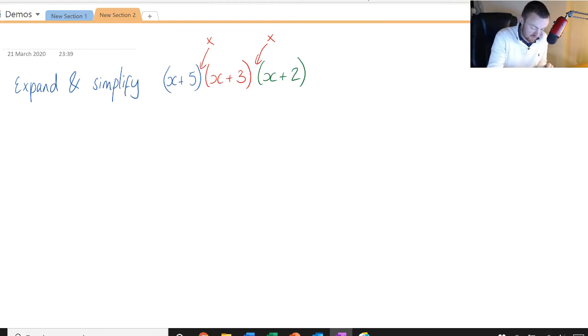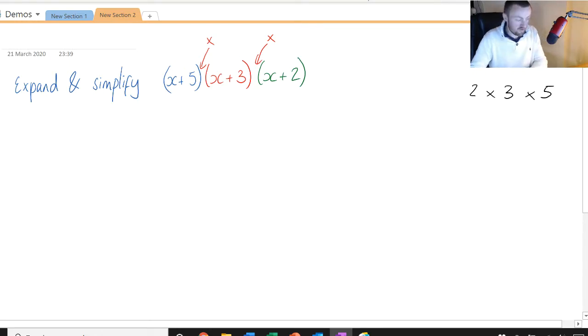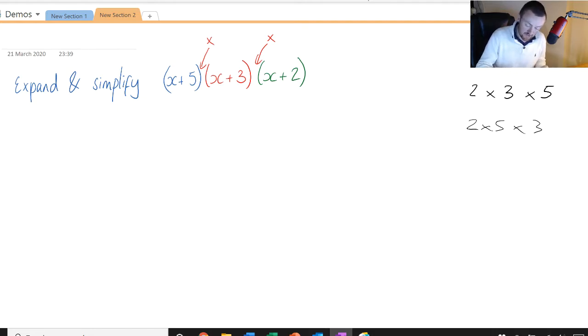So ignoring those brackets for a second, if I just gave you, let's write that where you can see it, 2 times 3 times 5, for example. Again, this has got nothing to do with the question, it's just to illustrate a point. So 2 times 3 is 6, 6 times 5 is 30. 2 times 5 times 3, well, 2 times 5 is 10, 10 times 3 is 30. When you're multiplying numbers, it doesn't matter which way round you do them. So it's the same with brackets.